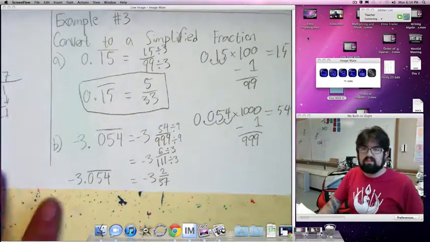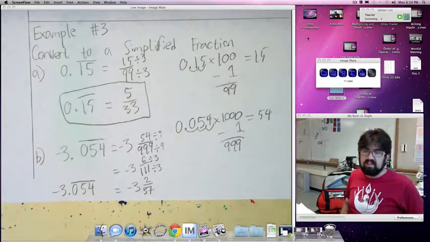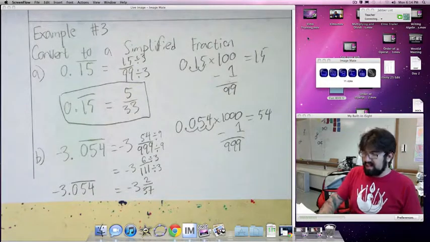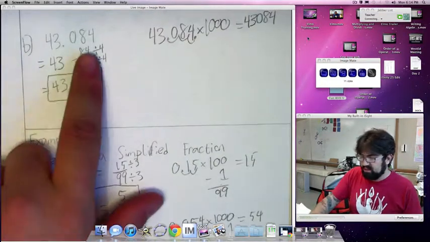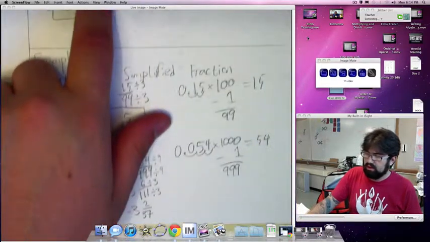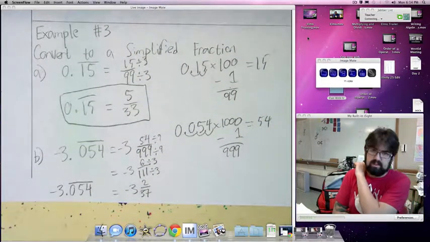And that's it. That's the scratch work for these two. So that's basically converting a decimal, terminating. Example number 2 is terminating decimals, no repeat symbol. And example number 3 had a repeat symbol on it.